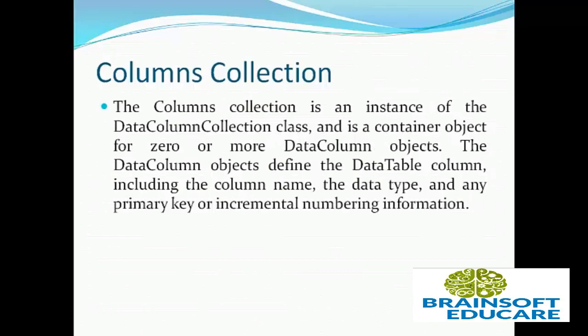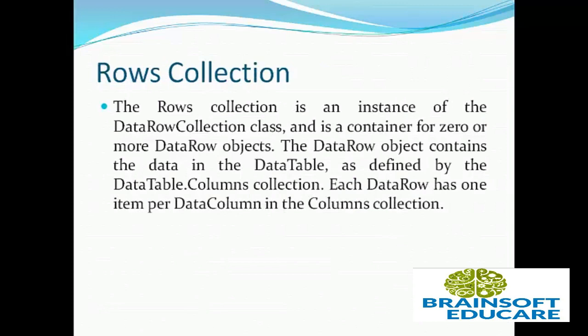Now let's see first the column collection. The column collection is an instance of the DataColumnCollection class, and it is a container object for zero or more DataColumn objects. The DataColumn object defines the data table column, including the column name, the data type, and any primary key or incremental numbering information.